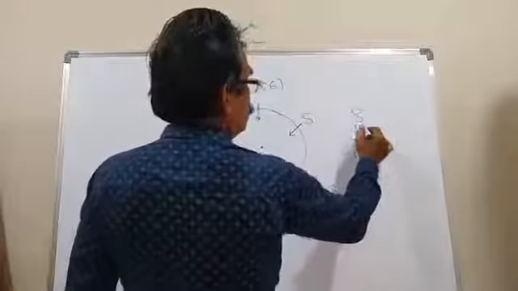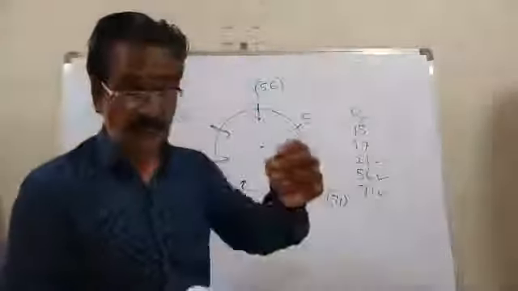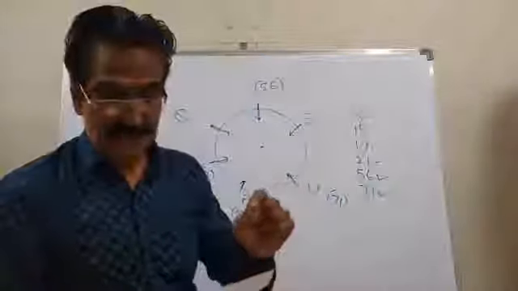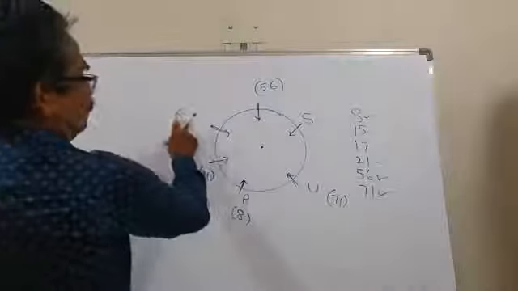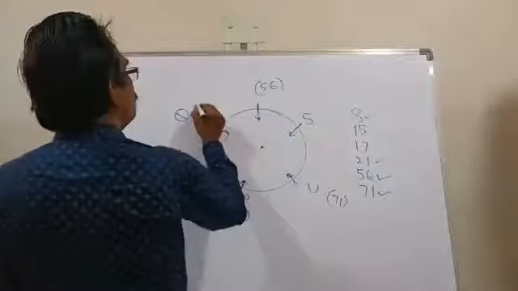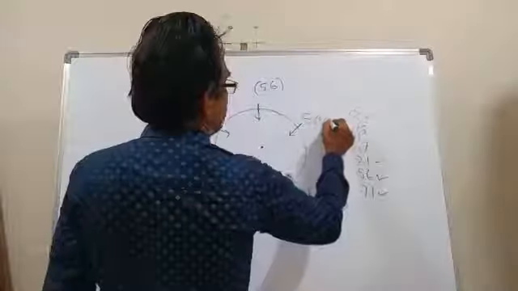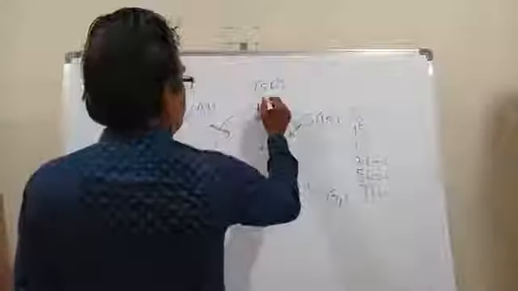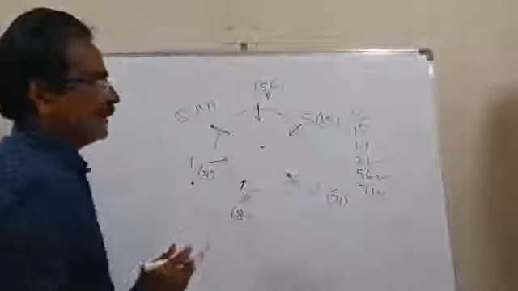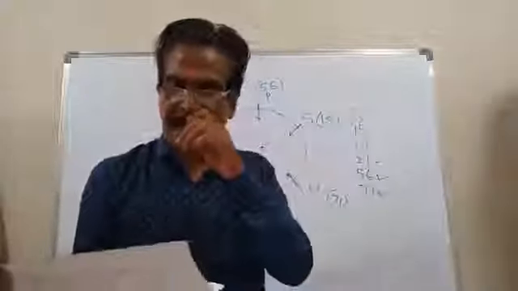Now we have 2 scores, 15 and 17. Here we have one statement. Q scored more runs than S. So Q must have scored 17 and S must have scored 15 runs, and one person is remaining. That person is P. So that's all your arrangement. This is also a very simple arrangement.